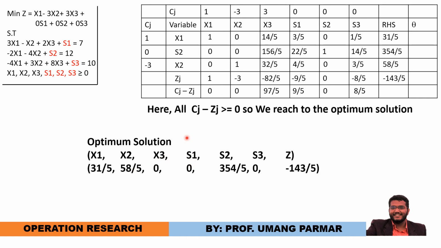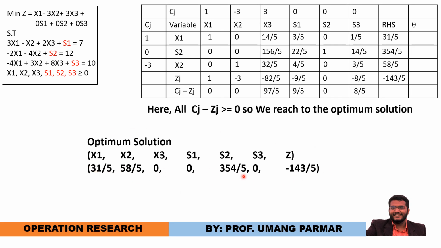x3, s1 are not the part of this column. So we are having 0 and 0. There is s2 and the answer is 354 by 5. So this value of s2 is 354 by 5. There is no s3 in this solution, so s3 value is 0. And the minimum possible answer of z, which is minus 143 by 5. So this is my optimum solution.